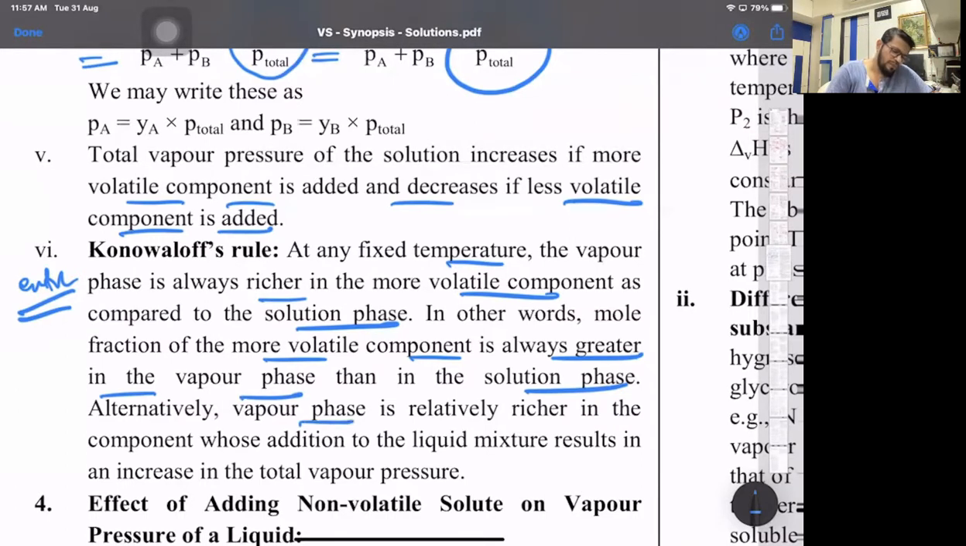Or alternatively, the vapor phase is relatively richer in the component whose addition to the liquid mixture results in an increase in the total vapor pressure. So to increase the total vapor pressure, if I have a volatile liquid, then the vapors will come faster. Is this clear? The vapor pressure in the gaseous state will be more as compared to the liquid state, because in the liquid state the vapors will not come that easily. In the vapor phase, already the temperature is higher, so the vapors are more of the volatile component.